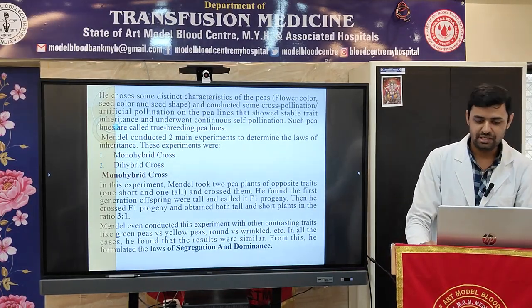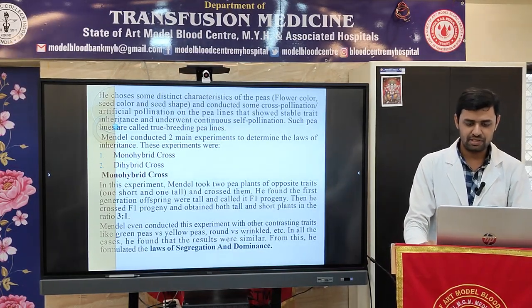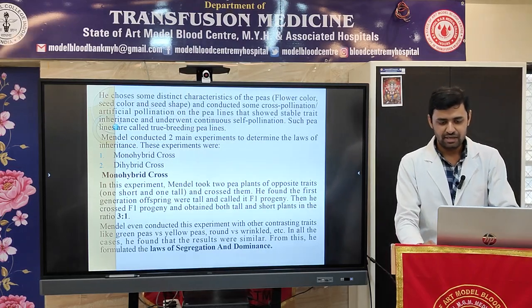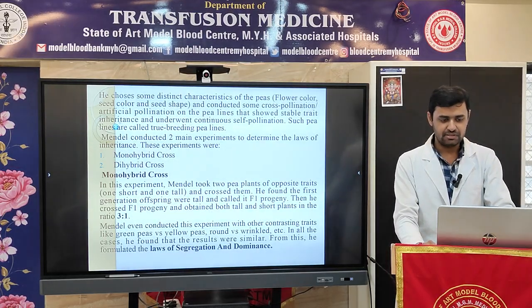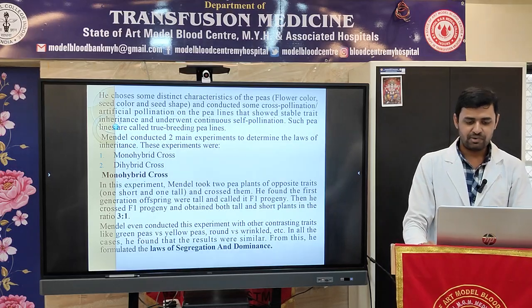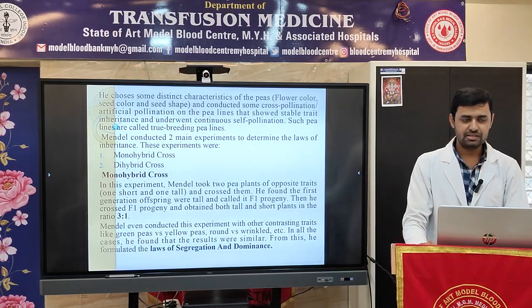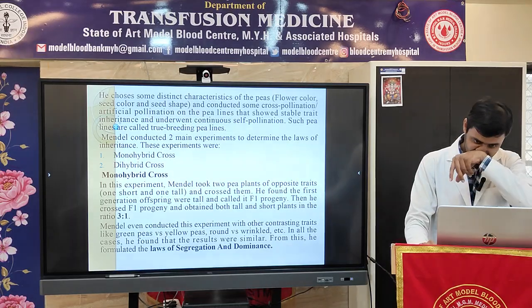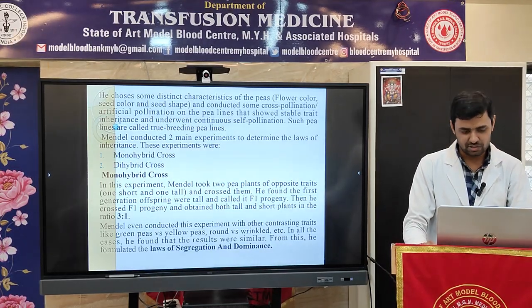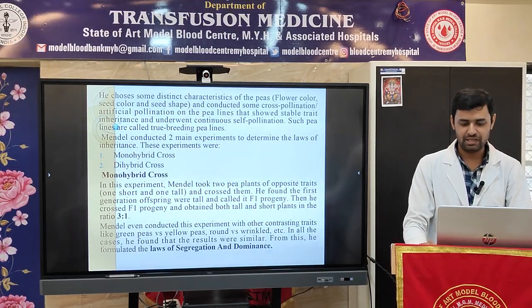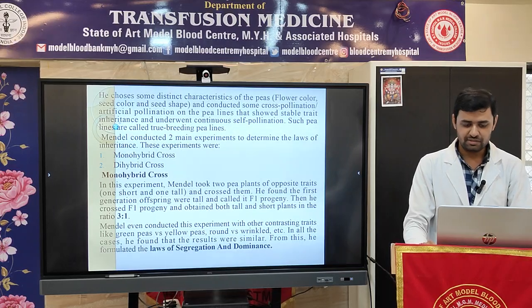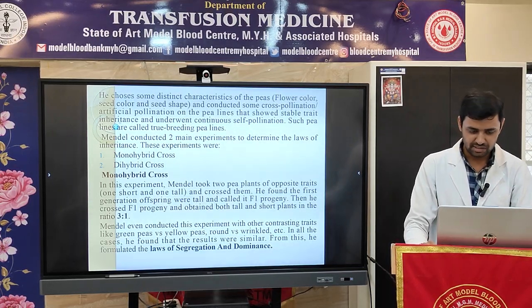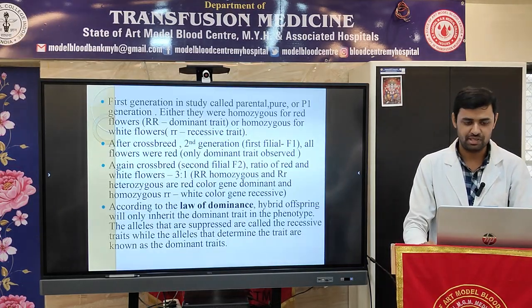Monohybrid cross: he took two pea plants, one tall and one short, and crossed them. He found that first generation offspring were tall and called it the F1 progeny. Then he again crossed F1 progeny to obtain tall and short plants in a ratio of 3:1. He conducted this experiment on other contrasting traits also, like green pea versus yellow pea, round, wrinkled. In all cases, he found the results were similar, and he formulated the law of segregation and dominance.